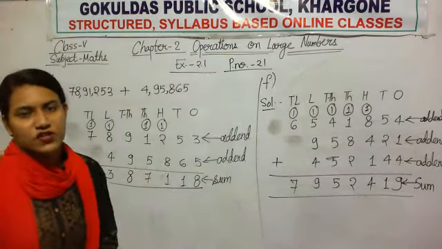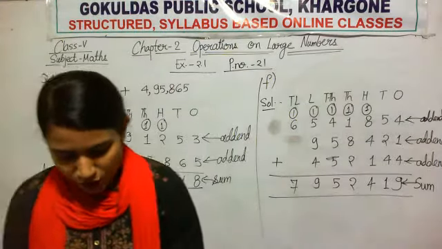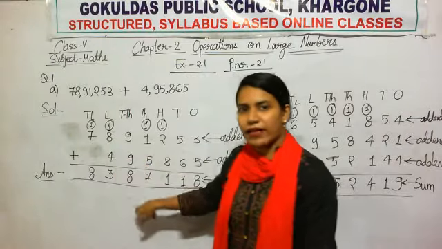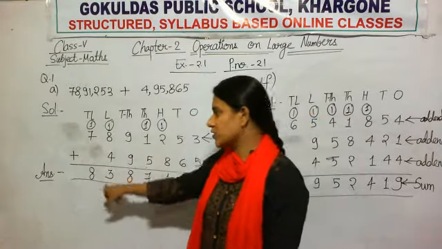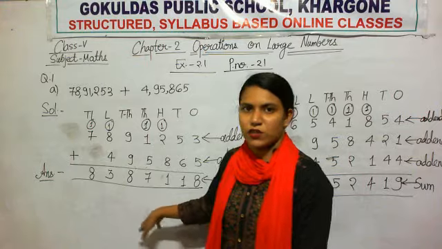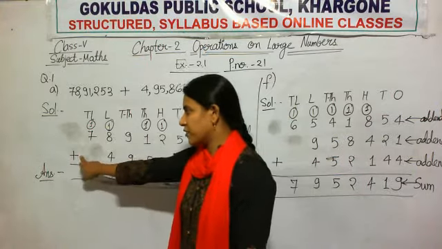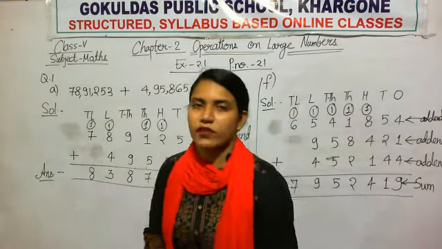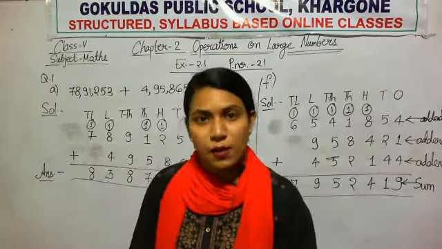Okay, our first question is over here. You have to do B, C, D and E by yourself. Okay, what is the process? First you will arrange the given numbers, given addends in columns, then put the symbol and then perform the operation. If addition is there, you will perform addition. You add these numbers. If the minus symbol is there, then you have to subtract the numbers.